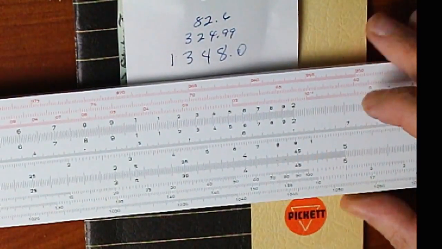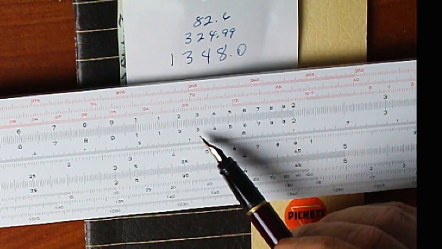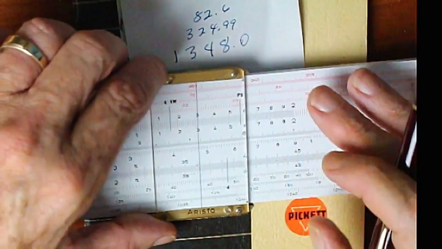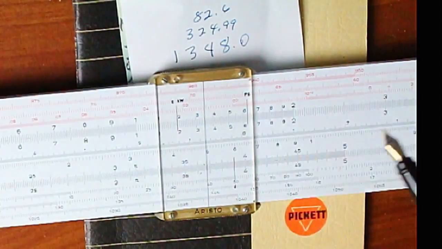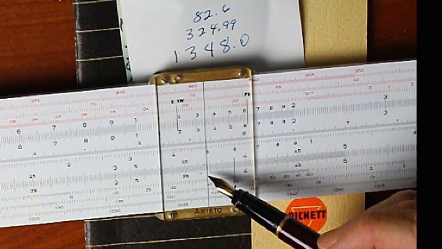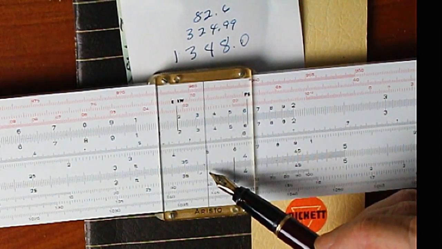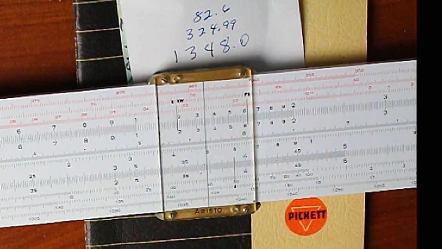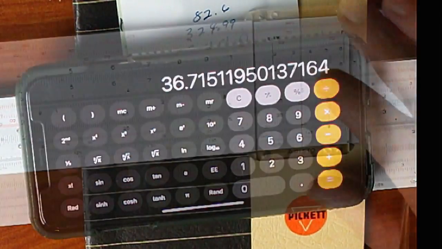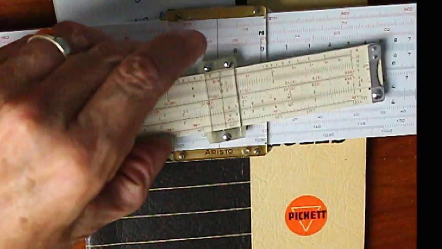And where's it going to be? Well, here's the 1. We're going to go up to 13.5. So we'll come down to the CD scale and we'll come up to 35, 36.6. And there's our answer. Let's go ahead and go down and have a look at the K scale.